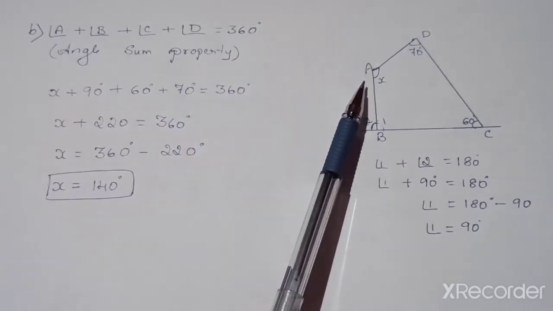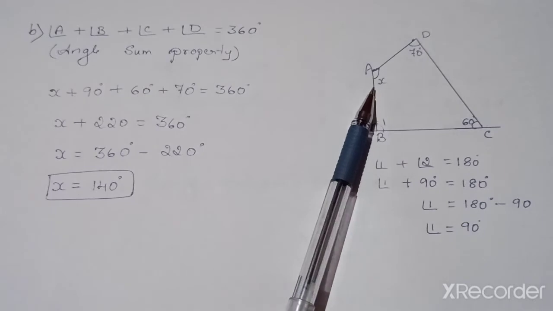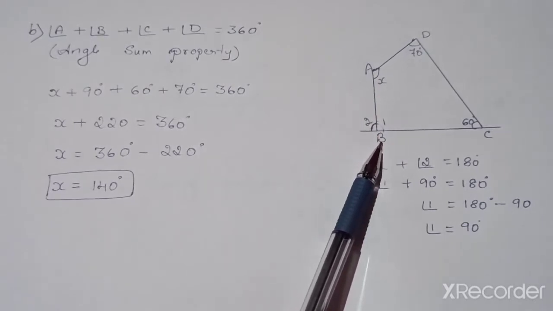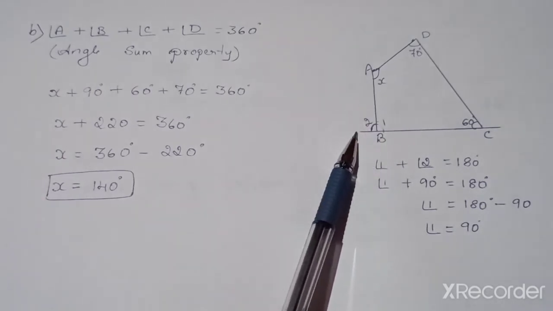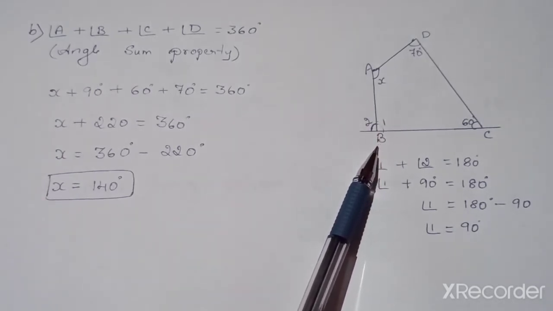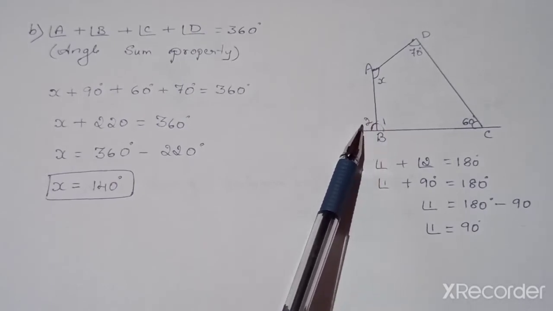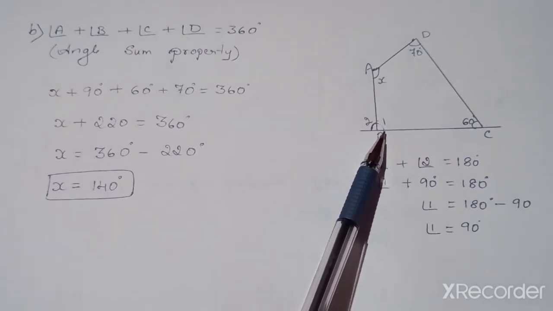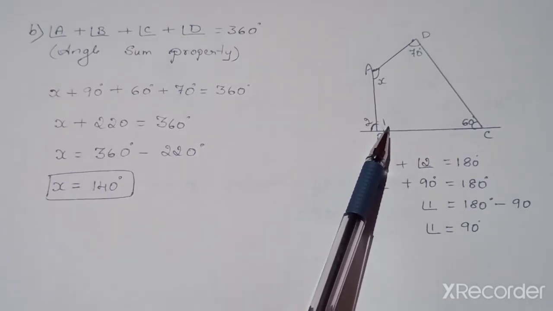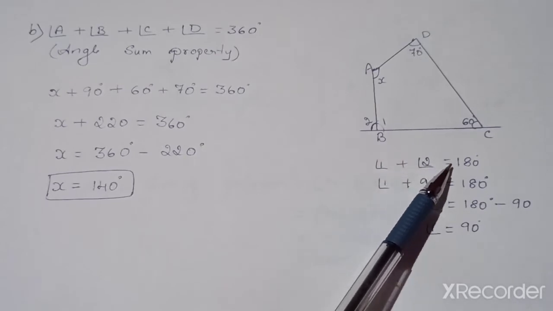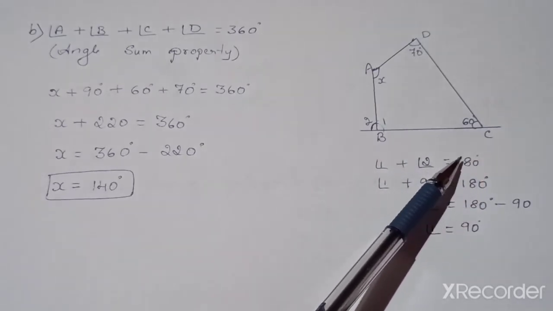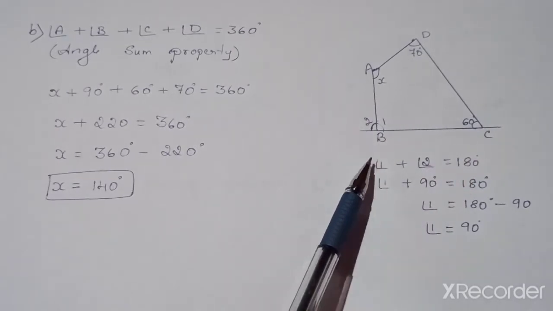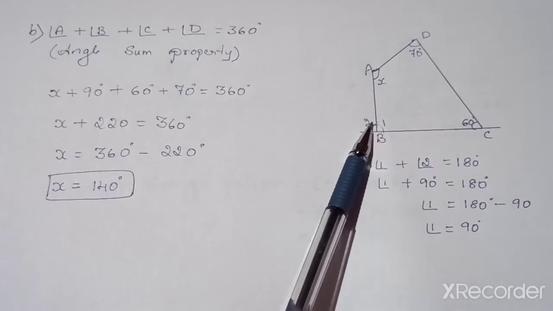Here angle A is x, so we need to find the value of x. Then what about angle B? Here the angle for angle B is not given. So let us consider it as angle 1 and angle 2. So it is easy to find the value. See, the sum of these is 180 degree. Angle 1 plus angle 2 is equal to 180 degree. Why? Because it is a linear pair. We can see here a half circle.